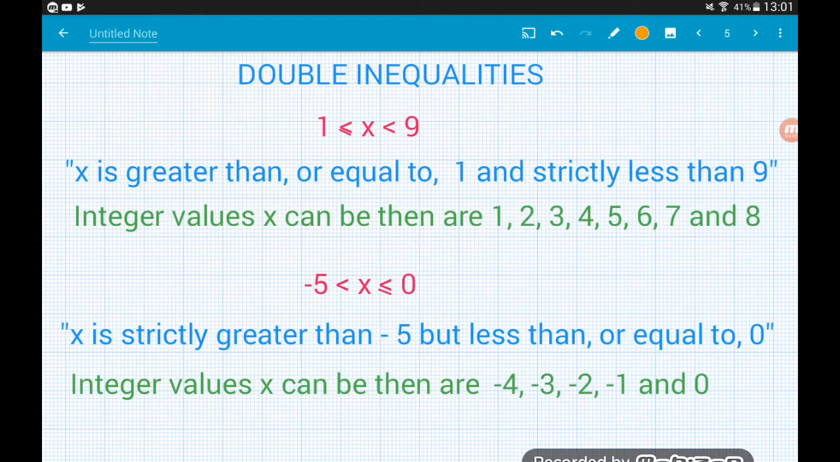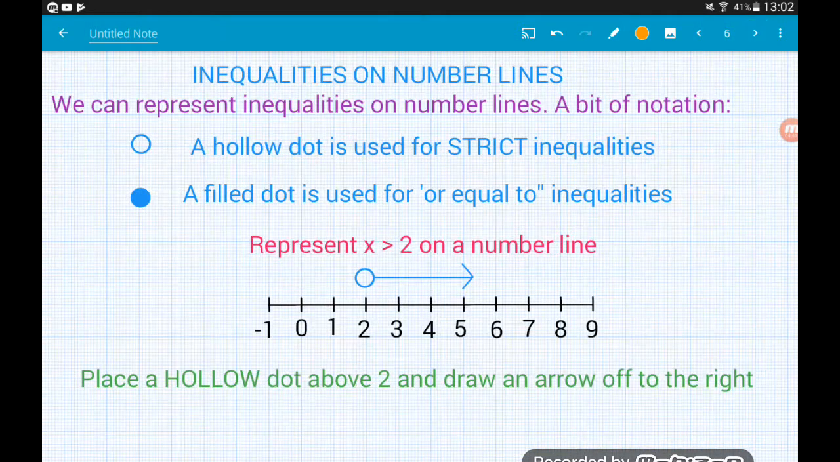And then the second one on the page, x is strictly greater than -5, but is less than or equal to 0. So the integer values x could be here would be -4, -3, -2, -1 and 0.